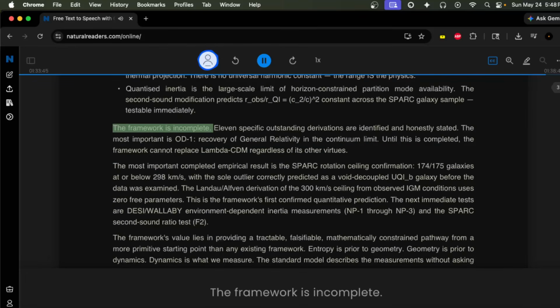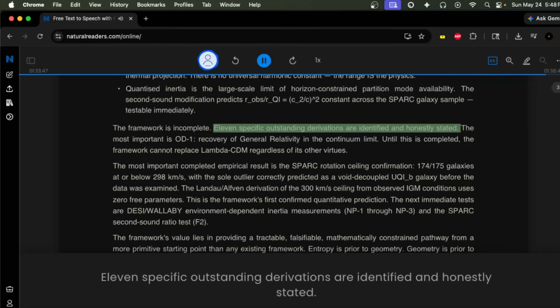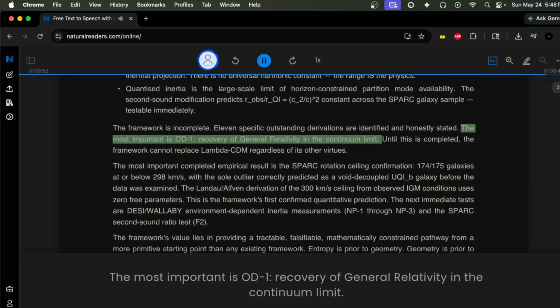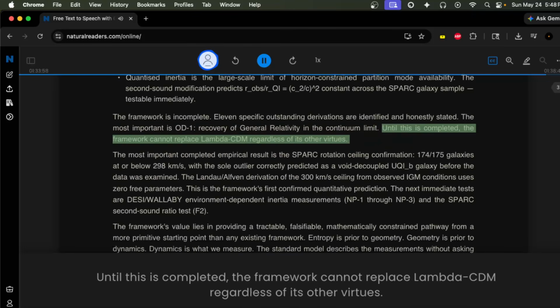The framework is incomplete. Eleven specific outstanding derivations are identified and honestly stated. The most important is OD1, recovery of general relativity in the continuum limit. Until this is completed, the framework cannot replace Lambda-CDM regardless of its other virtues.